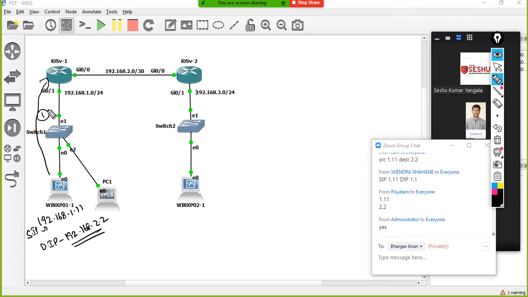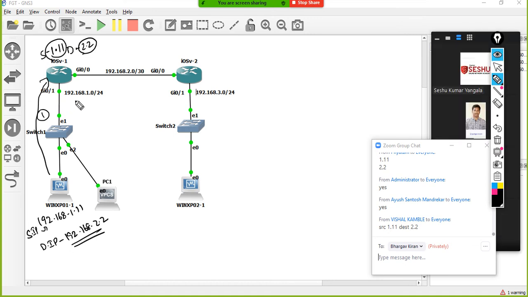So now we are doing the routing here, right? So now whenever it reaches here, 1.11 is the source and the destination is 2.2. Madam Singh, do you understand? Yes. Now whenever it reaches router 1, it will check the routing table. Inside the routing table, do I have a route for 192.168.2.2? Do you have a route or is it a directly connected network? That is what you need to tell me.